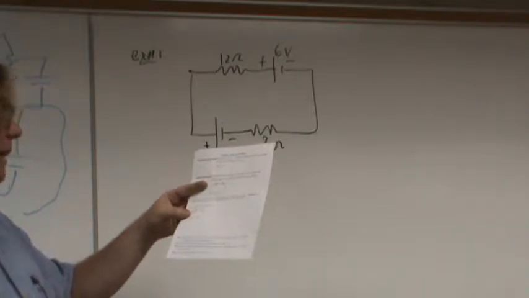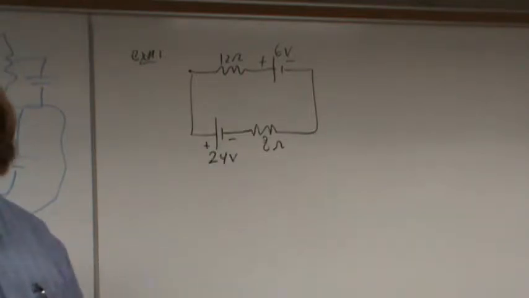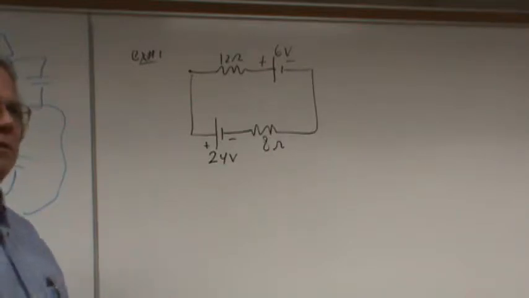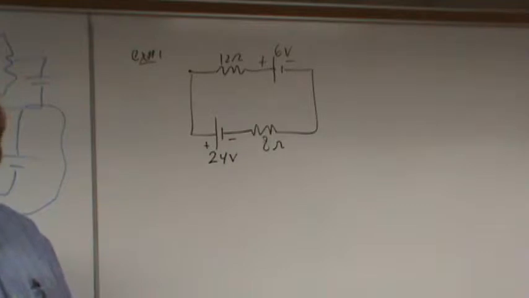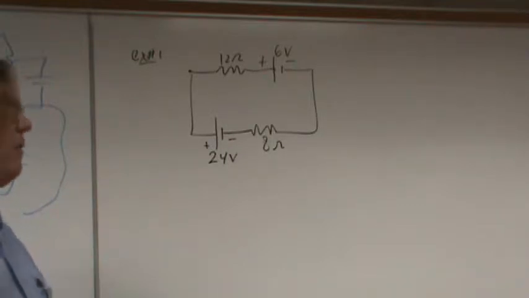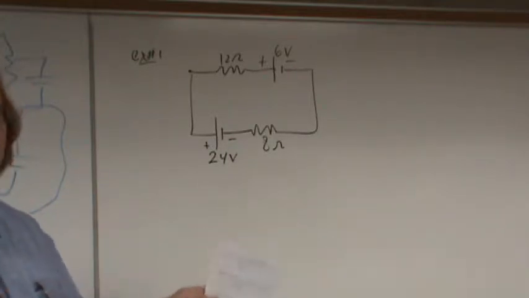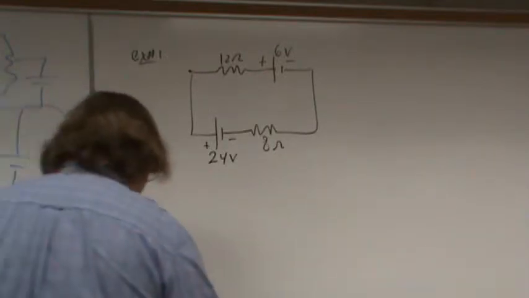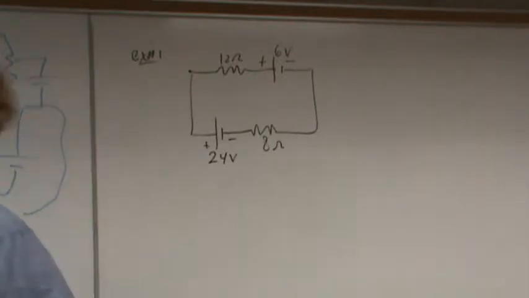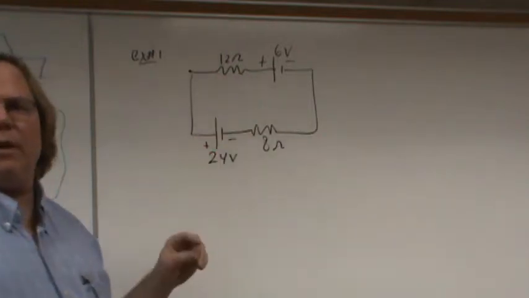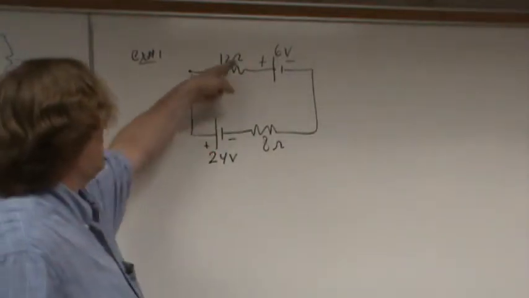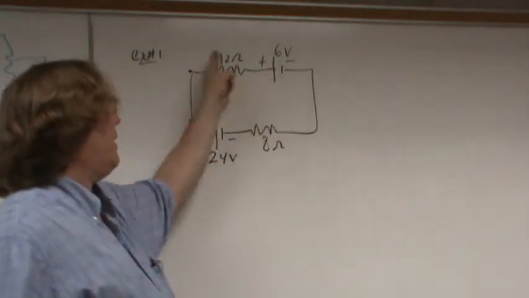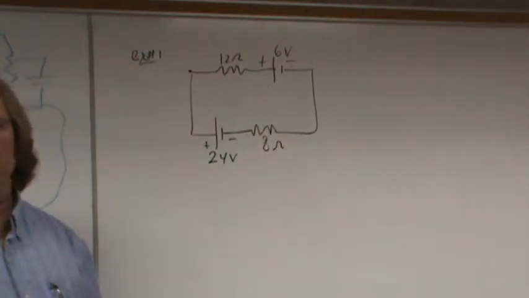Step one, for each loop, choose a direction of current. Sometimes you'll be choosing between clockwise and counterclockwise. Sometimes the circuit is so complicated that you can only choose up or down or left or right. But either way, you must choose a direction of current, and I need you to actually put that on your drawing. So look at this circuit. What's the direction of current you would like? Should my current be going this way, or should my current be going in the counterclockwise direction?